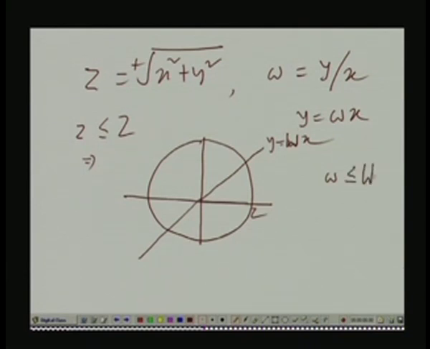W less than or equal to capital W means what? First consider this side. When x is positive and small w is less than or equal to capital W, then y is any point below this line, because on this line y is capital W times x. But for any small w less than capital W, the corresponding Wx will be below this. So, for positive x, any y below this line will give a ratio y by x equal to small w that is less than capital W. If we include this line also, then it will be less than or equal to. So, we have this area for positive x.